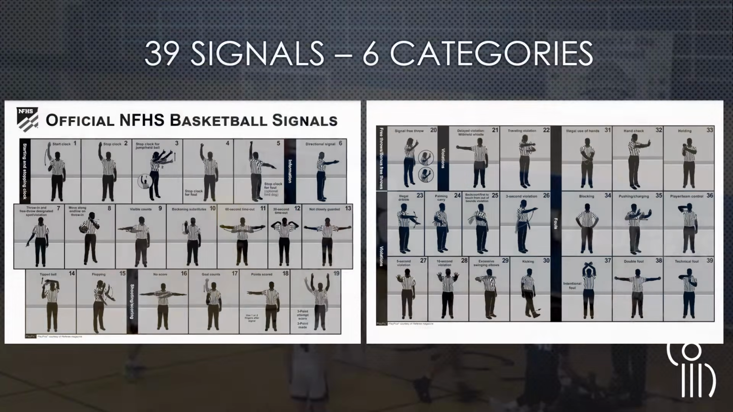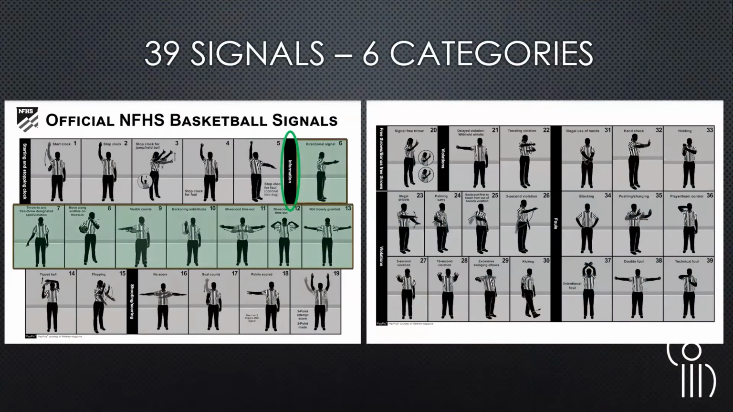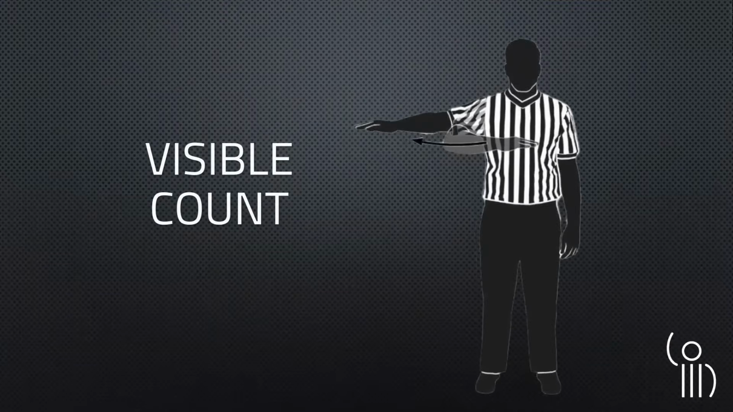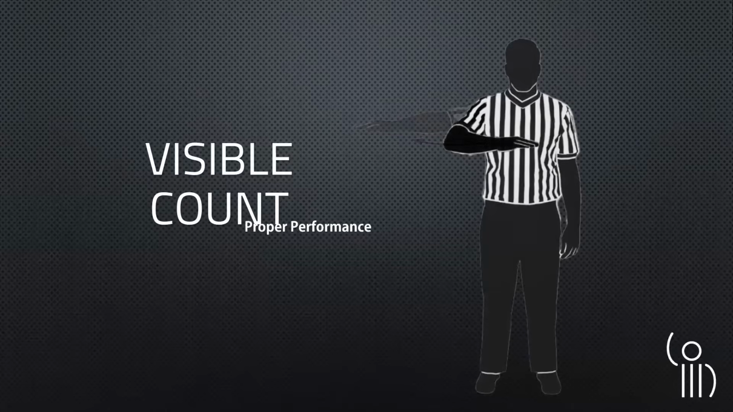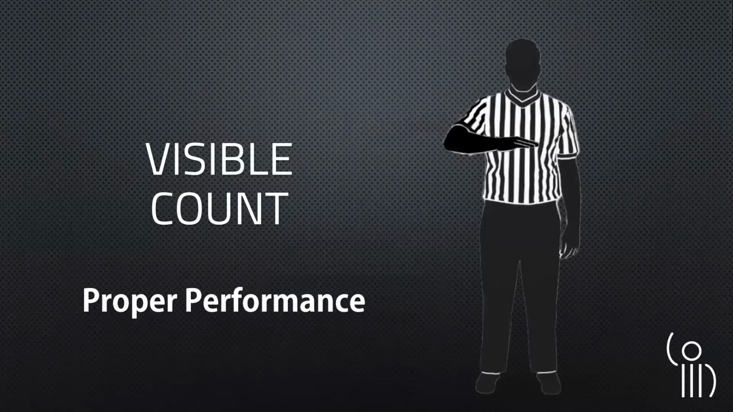Okay. Information. All of these signals provide information to those watching the game. The first one being a visible count. And the proper way to count is perpendicular to your body, back and forth, not high up in the air. I know some officials say, well, I'm kind of short, I want them to be able to see my count. I understand that, but everyone can see you counting no matter how tall or short you are. They can see you counting perpendicular to your body.